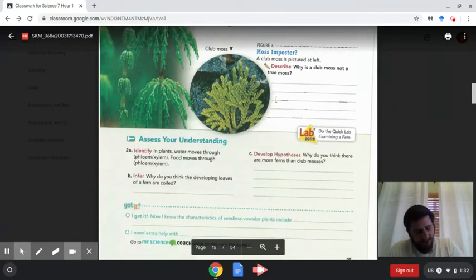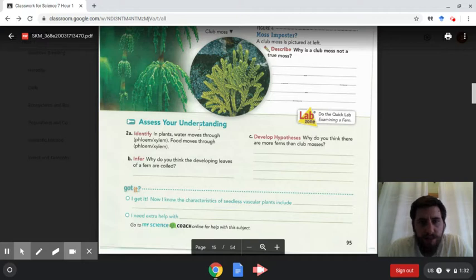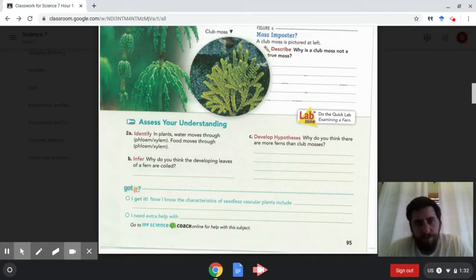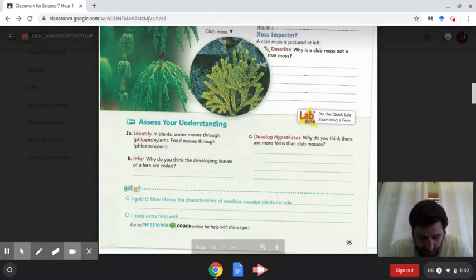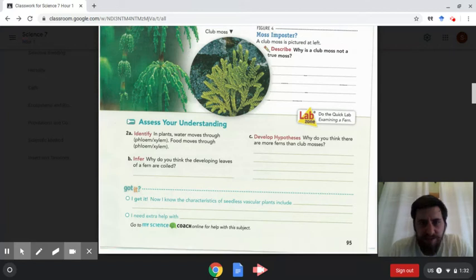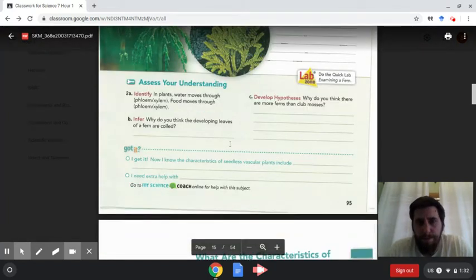Okay, so let's assess your understanding. In plants, water moves through the what? Either phloem or xylem. And food moves through the phloem. Why do you think the developing leaves of a fern are coiled? It's to protect themselves. And why do you think there are more ferns than club mosses? Ferns can survive in more environments, and fewer animals eat ferns. If that's something you figured out, nice job.